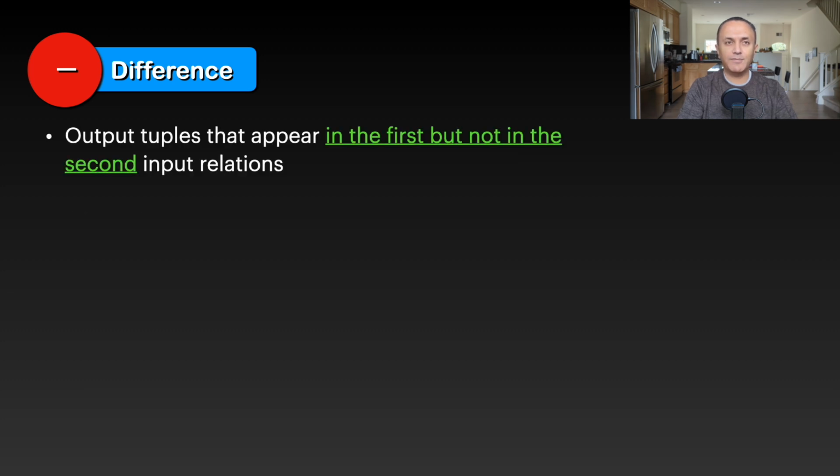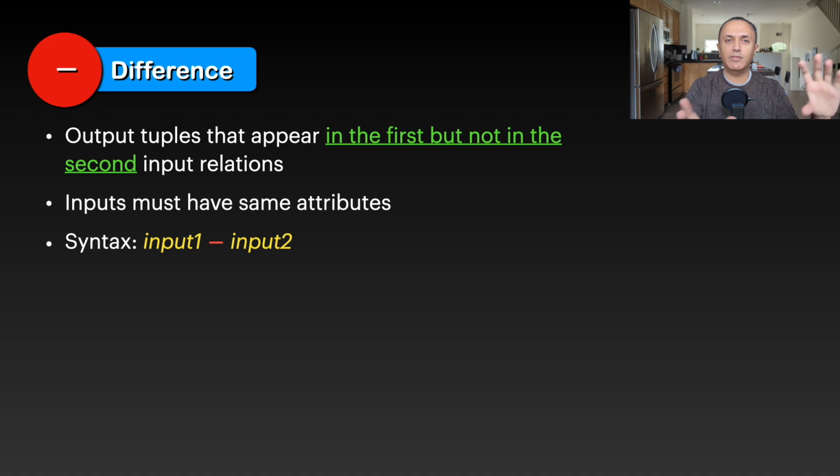The third operation in this group of operations is the difference. Similar to the difference operation elsewhere, it is basically the set of tuples that appear in the first relation but do not appear in the second relation. Same condition: they both need to have the same attributes, and we represent it using the difference operation like this.